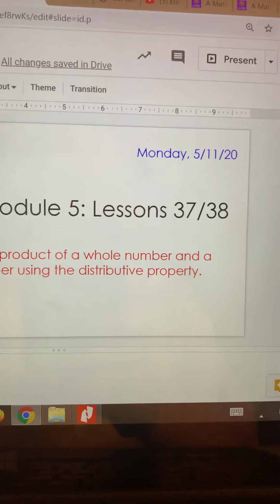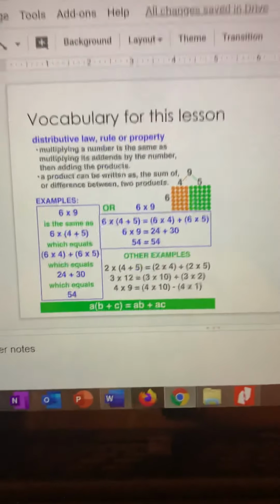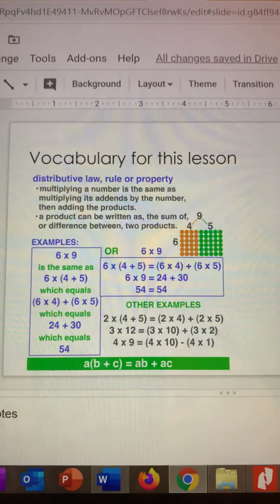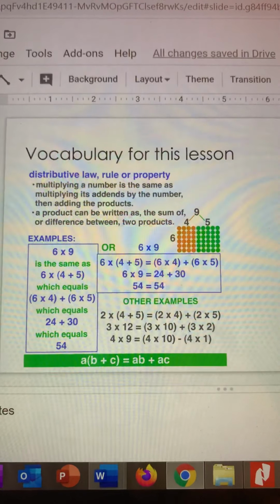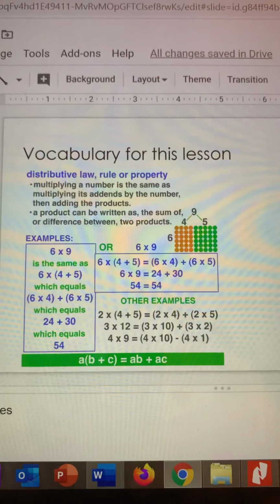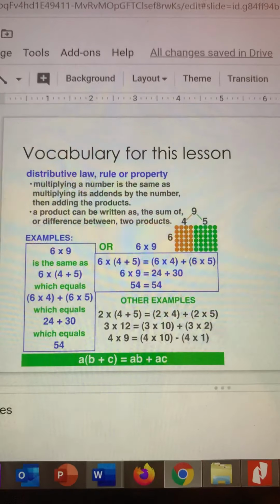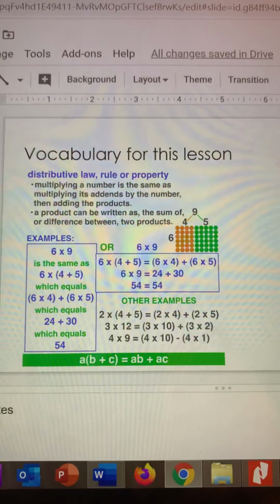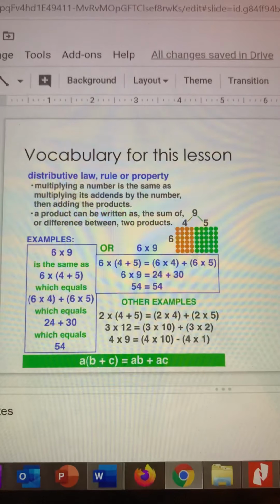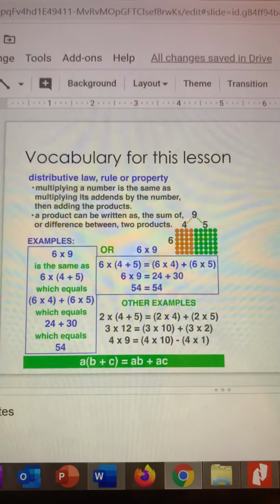The other word that I think is very important for this lesson is the distributive property. I'm going to bounce ahead to slide 4 and review it with you. We call it the distributive property. It can also be called the distributive law, the distributive rule. Basically what this property says is that multiplying a number is the same as multiplying its addends by the number, then adding the products.